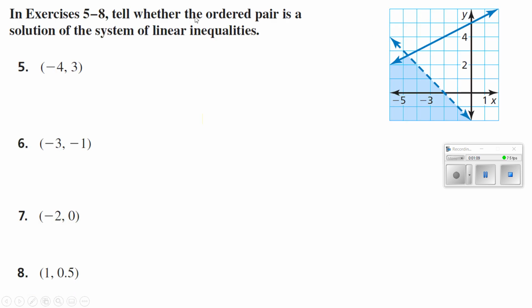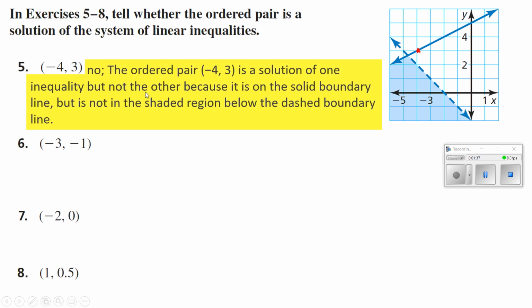Let's go to this one. It says tell whether the ordered pair is a solution. For this, all we've got to do is see if it is in the shaded area. I've got -4 and 3. So I'm going to make a dot where -4 and 3 is. -4 is 1, 2, 3, 4, and then 3 is 1, 2, 3. This is not going to work for both of these because though it is on the line for this one, it's not in the shaded area for this one. So this will not work. The ordered pair -4 and 3 is a solution of one of the inequalities, but not the other, because it is on the solid boundary of a line, but it is not in the shaded area of the dashed boundary.